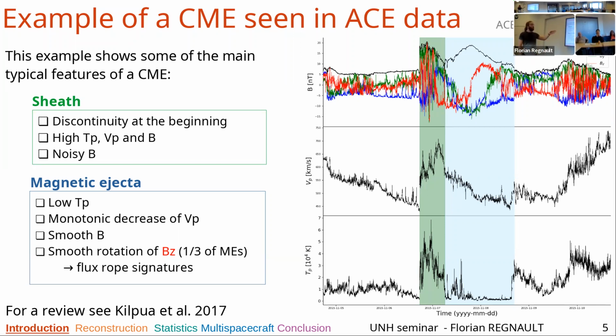But so I mentioned the Richardson and Cane catalog. The way he did it is that he went through all the data and he looked for low temperature regions. That was the main in situ signature. When the temperature is lower than a certain threshold, this is a suspect CME candidate, and then let's take a look at the data. And if it's not a CME, I'll just remove it. That's the way he went over the data quickly.